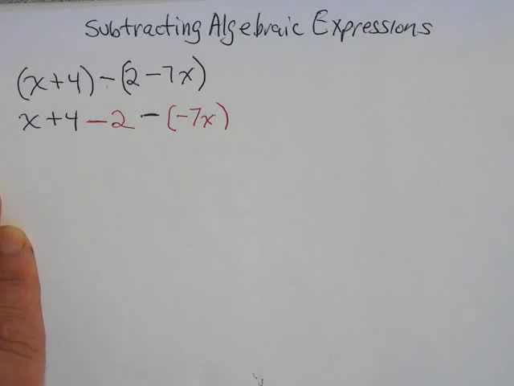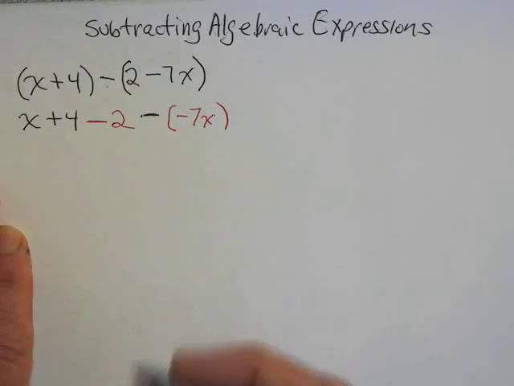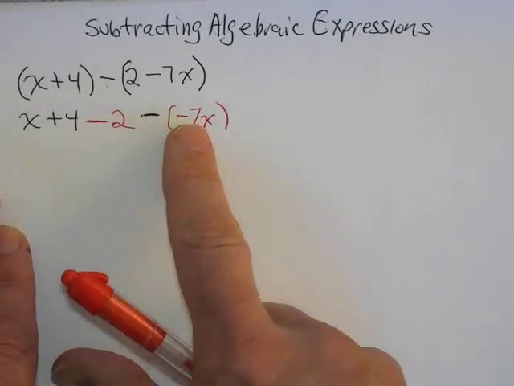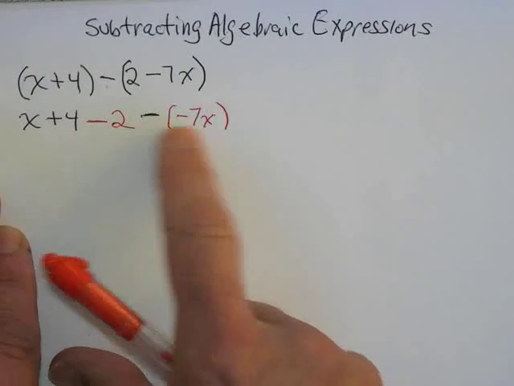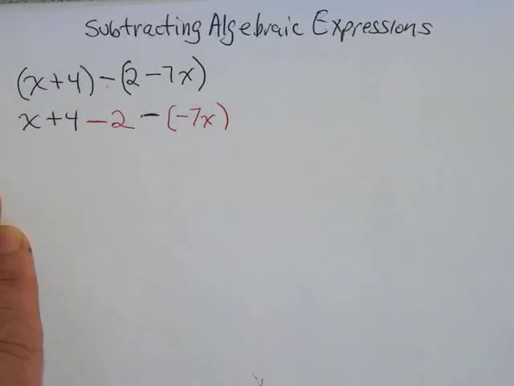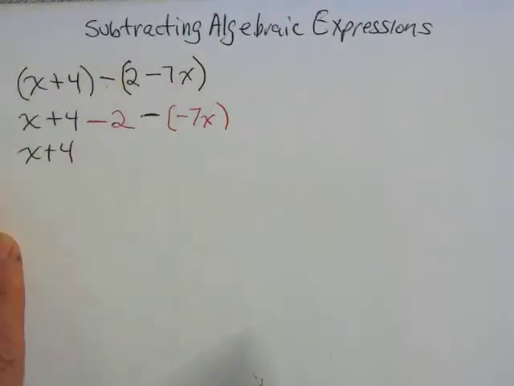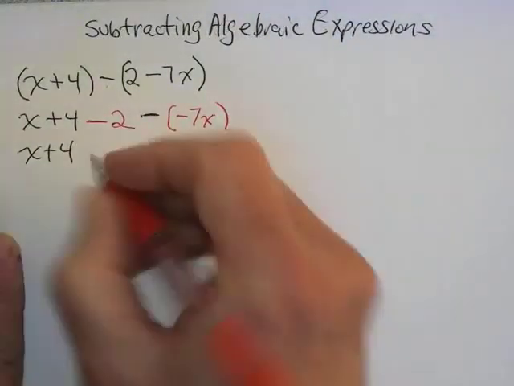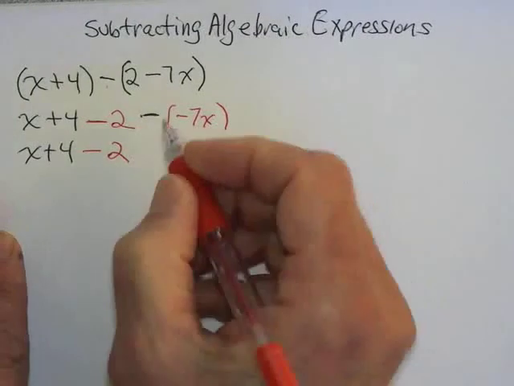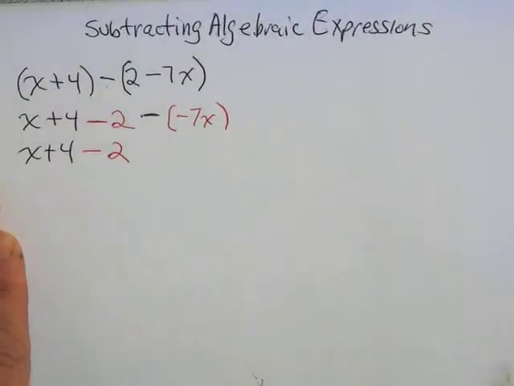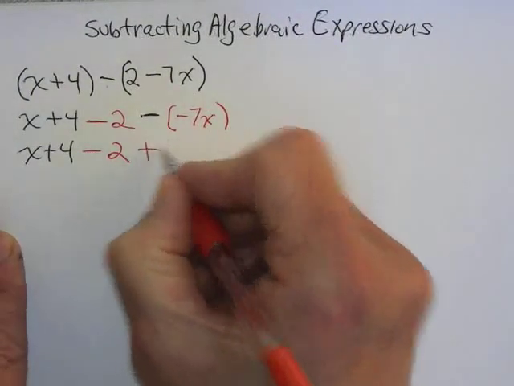So why don't I start by rearranging my terms? Actually, the first thing I should probably do is think about this. Maybe this will be even easier. Minus negative 7x is what I have now. Subtracting a negative is the same as adding a positive. So I'm going to make a change there. x plus 4, minus 2, and once again, subtracting a negative is the same as adding a positive. So I'm going to rewrite that as positive 7x.